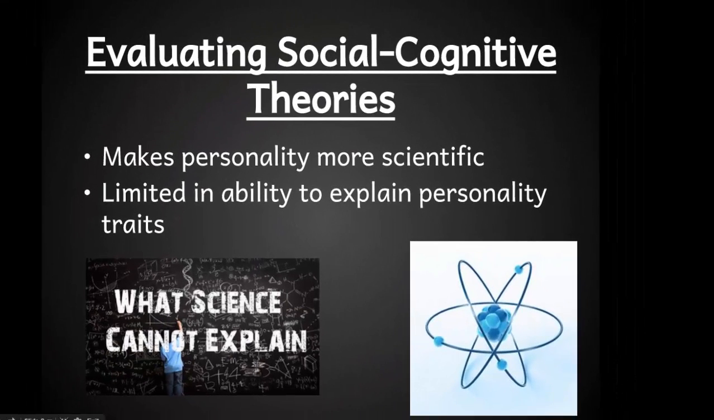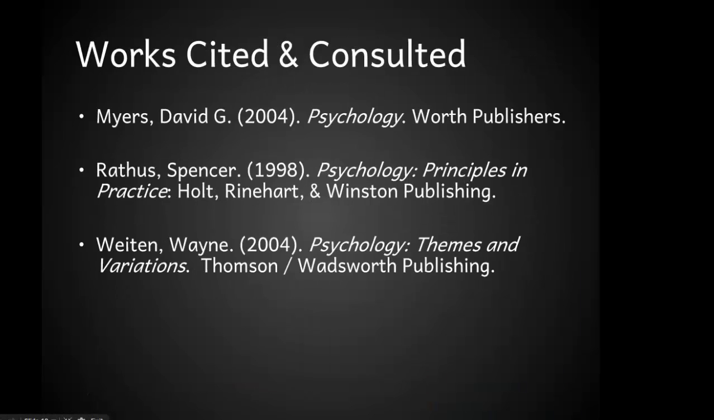So those are the concepts in the social cognitive theory, and just a real quick evaluation of social cognitive theory. The nice thing is that it does make our personality more scientific. When you think about what the behaviorists did, they said in order for psychology to become more scientific, we need to study things that we can see, observable behaviors. And the behaviorists believe that our behaviors are the result of our personality. So we're studying personality more scientifically than we are with the other theories that we've looked at. But as we've seen, it's very limited in our ability to explain these traits. So that's the social cognitive theory.